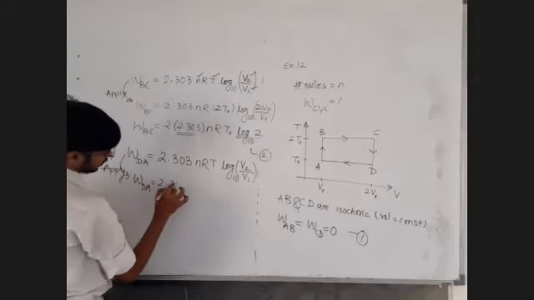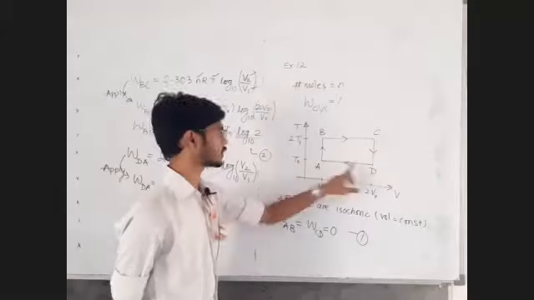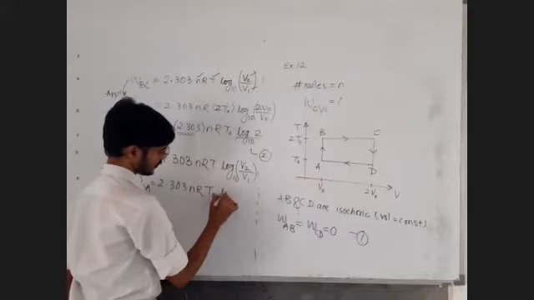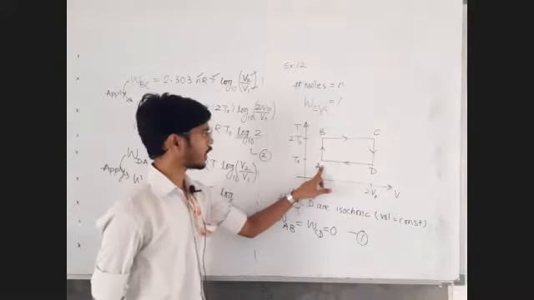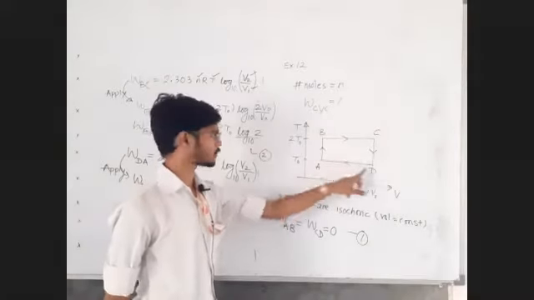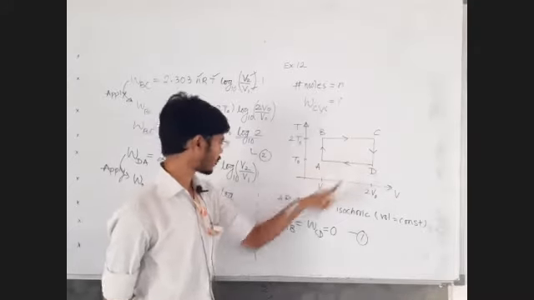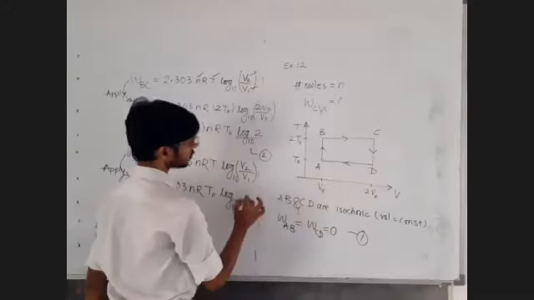Sir, this 2.303 will remain as it is. nR, what is T? For the process D to A, sir, temperature is T0. Log to the base 10 as it is, sir. D to A, so A is the final point, D is the initial point. So final upon initial, V2 upon V1. Final is V0, initial is 2V0.